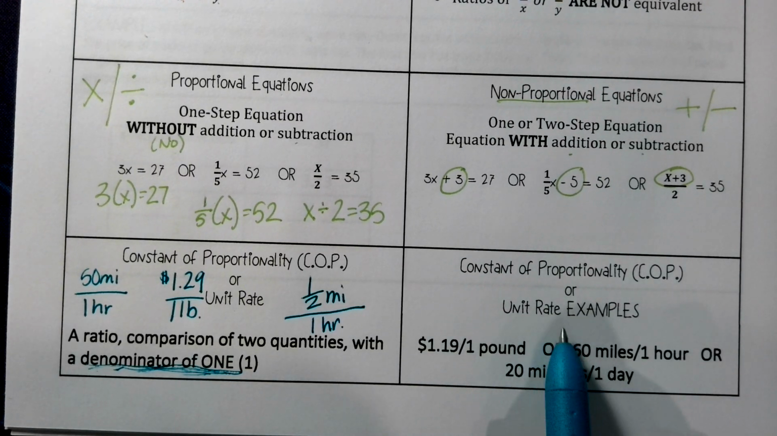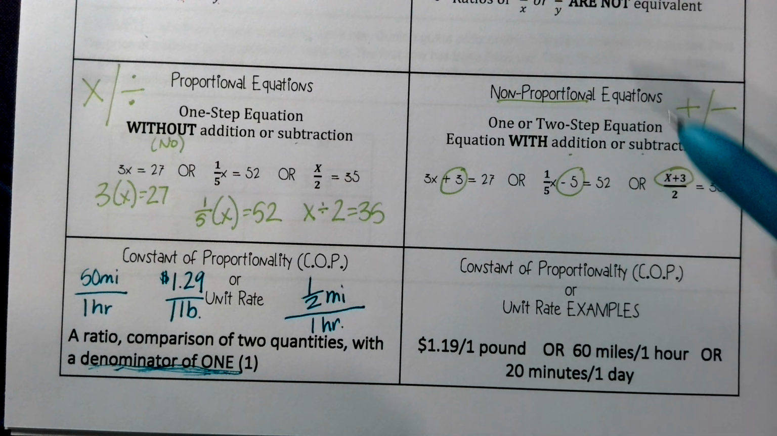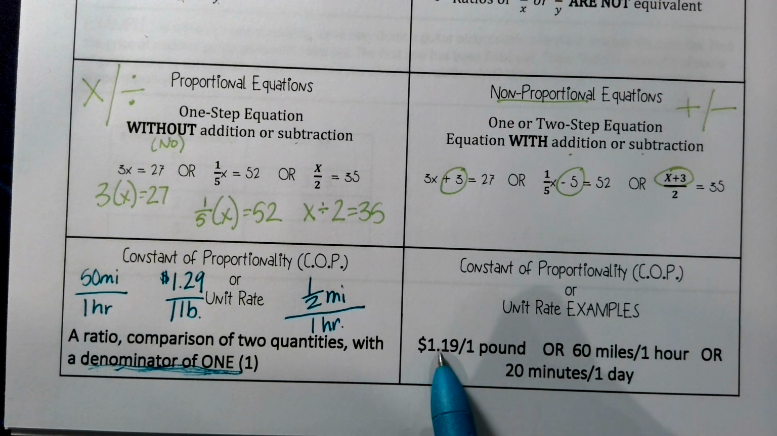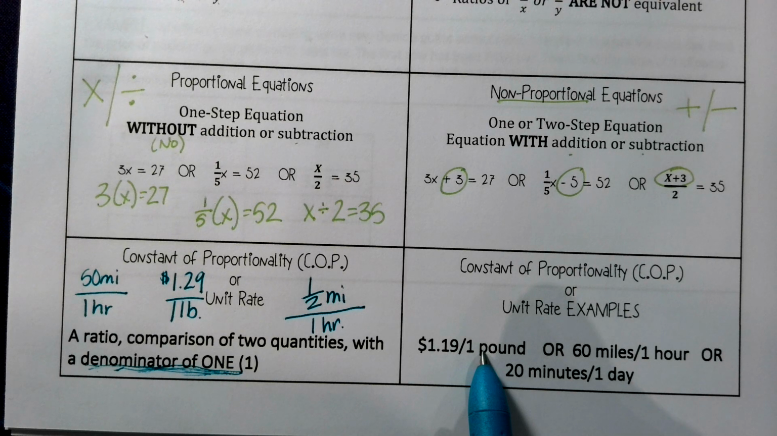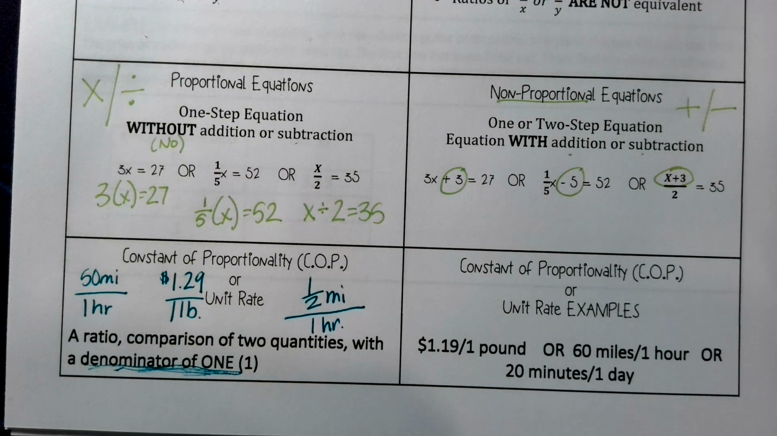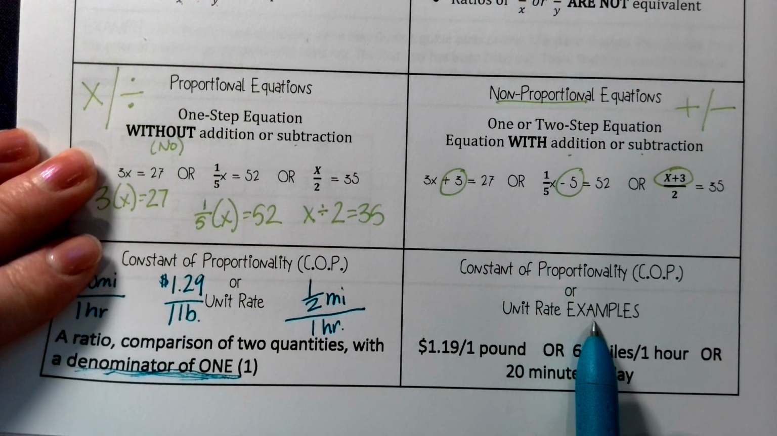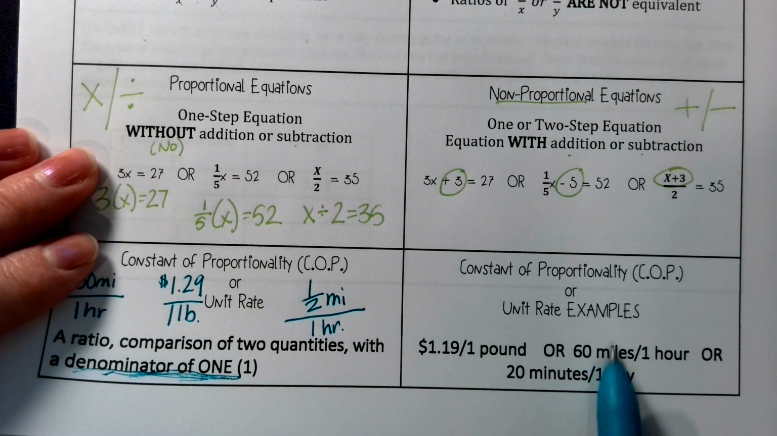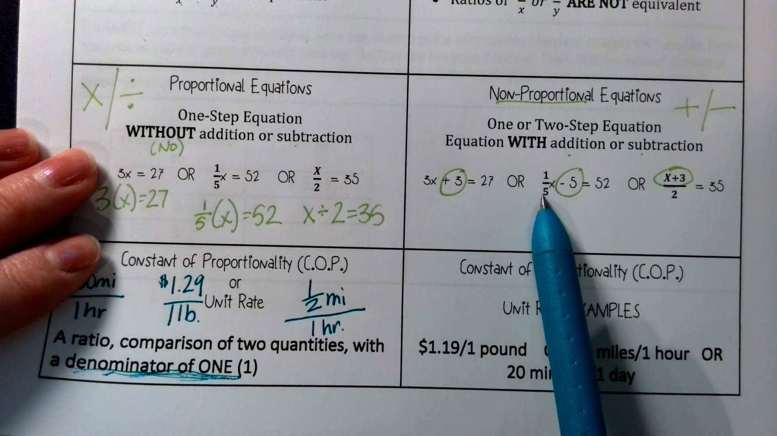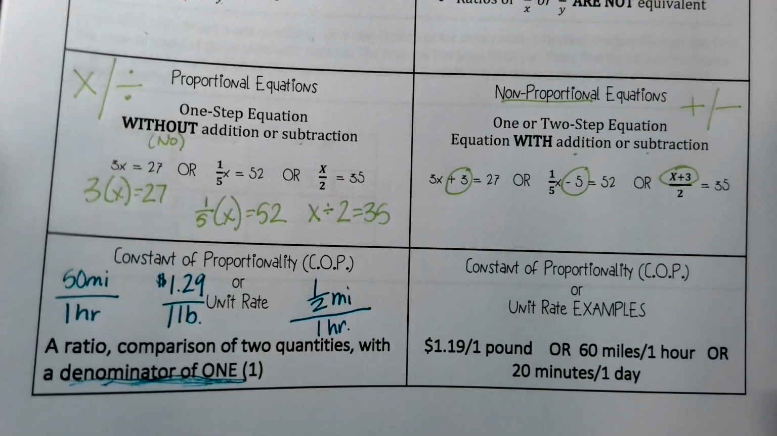You can still have unit rates in non-proportional graphs, but you might have something else to it. So maybe it cost me $1.19 for 1 pound of carrots, but then I also bought a pack of gum. Something like that. You still have unit rate examples. It's just that's the number with your variable. Those would be your unit rates, is that number with the variable.